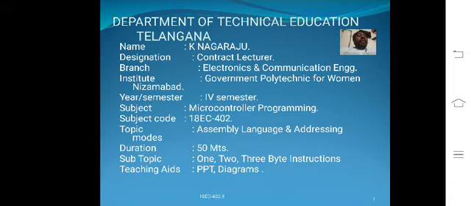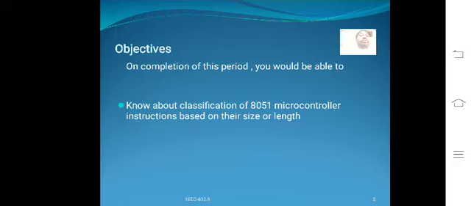Today I am going to explain what a 1 byte instruction is, what a 2 byte instruction is, and what a 3 byte instruction is. The main objective: on completion of this period, you will be able to know about the classification of 8051 microcontroller instructions based on their size and length.